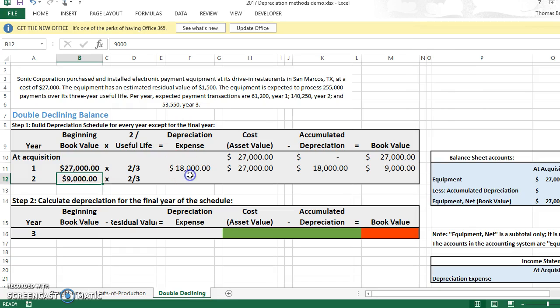And I end up with $6,000. That's 2/3 of 9,000. $6,000 of depreciation expense in year 2. Again, I bring down the cost. Cost is the same every year, right? The cost doesn't change and the asset value doesn't change.